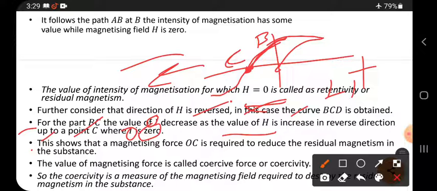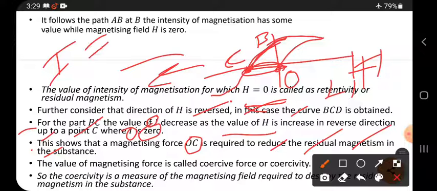This shows that a magnetizing force from O to C, so from here to here, is required to reduce the residual magnetism in the substance. So this much of magnetic H value is required to make the I value 0.